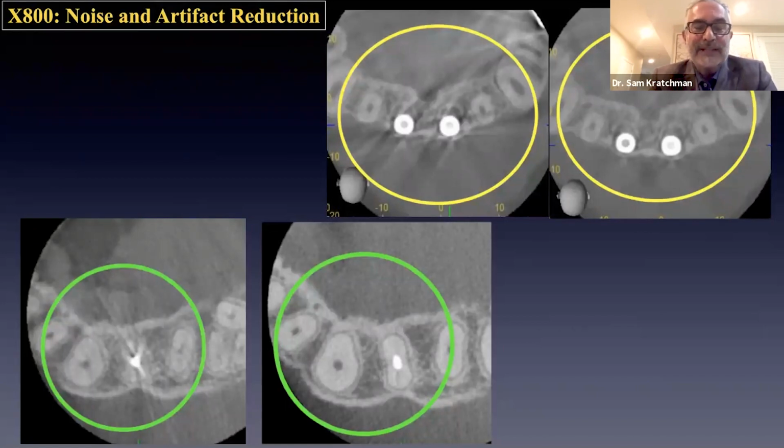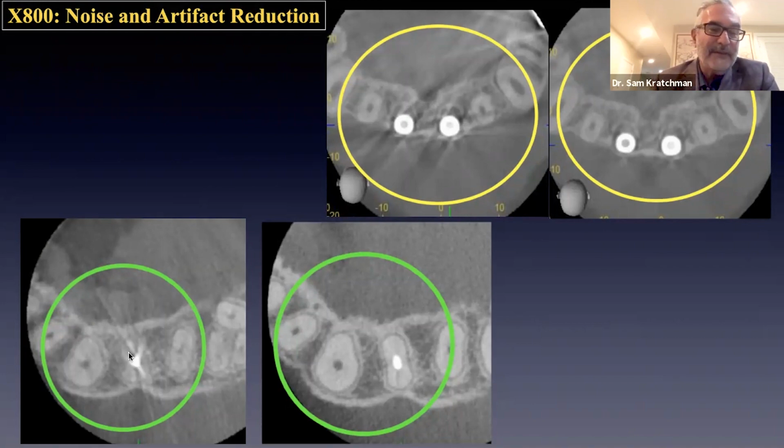And Marita was nice enough to share these images where you can see the difference. You know, usually when you're looking at implants, and I don't do implants personally, but when I'm looking at scans with implants, you get all this scatter or noise coming off, these reflections off the implants. And with this new X800 model, look how it reduces the scatter.